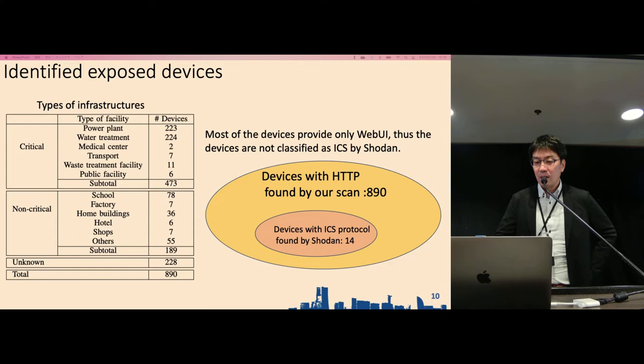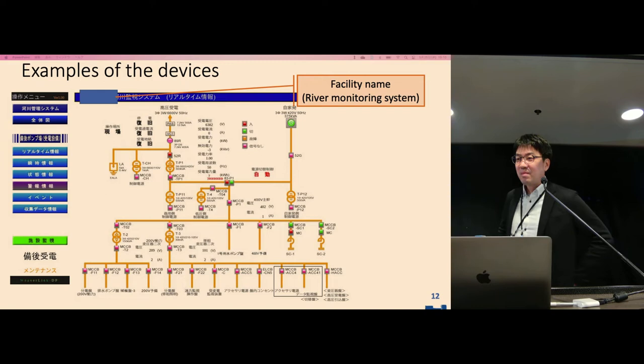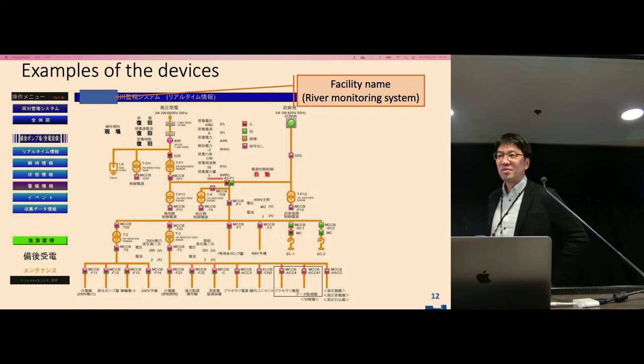So I would like to show some examples of the discovered devices. Some devices have pictures of where the devices are installed. Also, some devices have a map where the devices were deployed. This is another example. We can see the system architecture of a river monitoring system, and we can access this web UI without authentication.